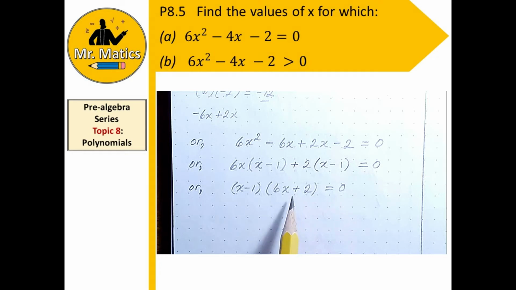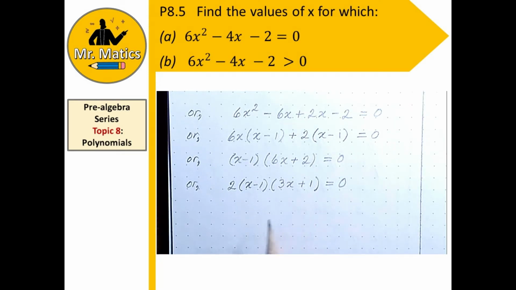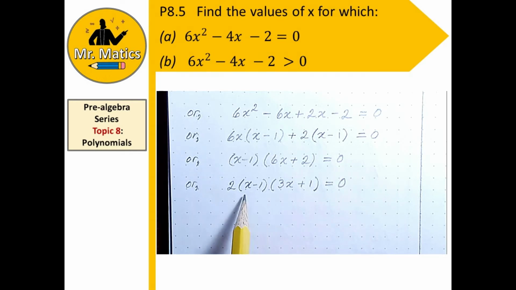Now you can further simplify it by taking the factor 2 out of the second bracketed term. So let's write 2 times x minus 1 times 3x plus 1 equals 0. Now 2 is of course not 0, so that means that either x minus 1 is 0 or the term 3x plus 1 is 0.